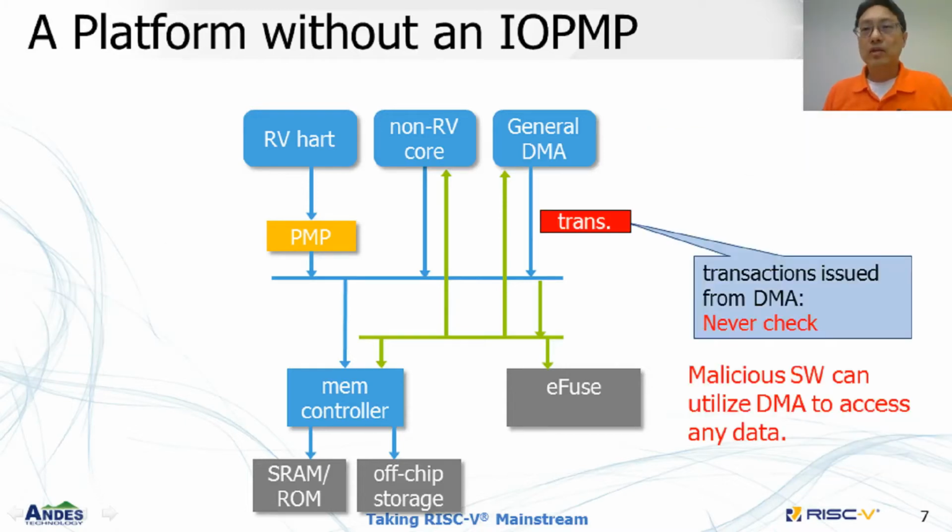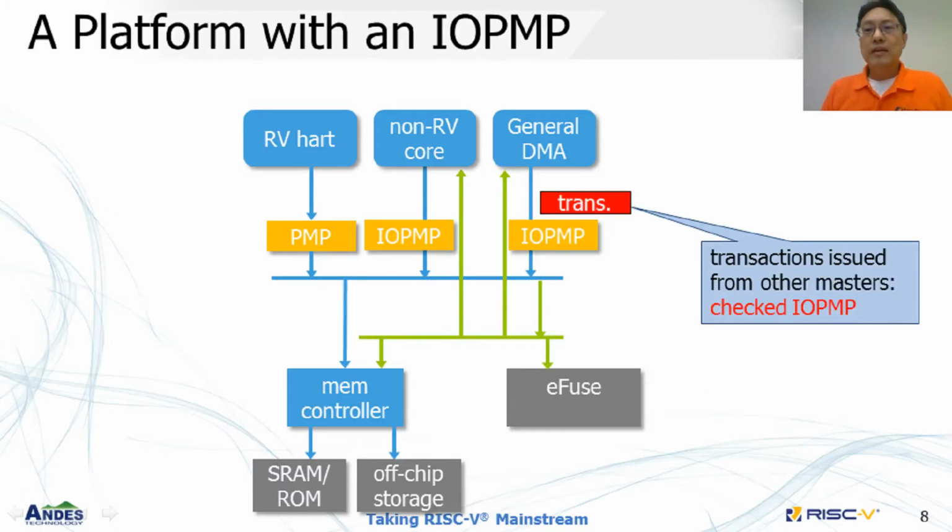In the same platform, a transaction issued from a DMA can reach any memory or any device without limitation. That is because no one can check or limit this transaction. Therefore, malicious software may utilize this weakness to compromise the whole system. If we have an IOPMP in each path before any transaction reaches its destination, we can enforce a permission check. Suspicious transactions then can be detected. By checking back the transaction's information, the malicious behavior and program can be identified and further can be stopped.